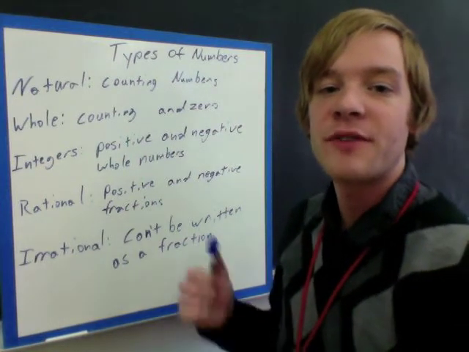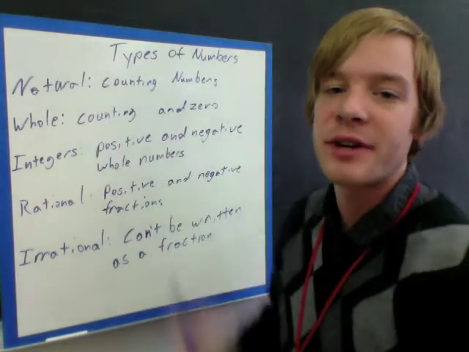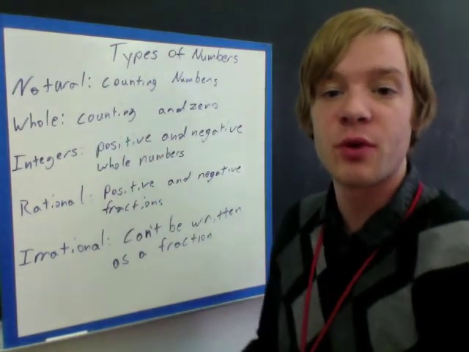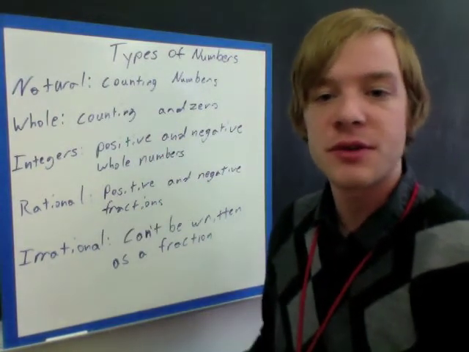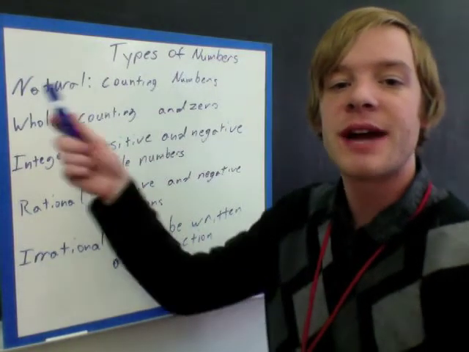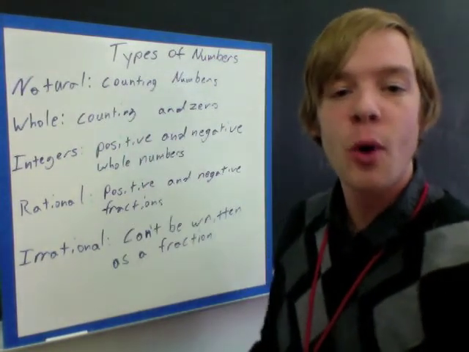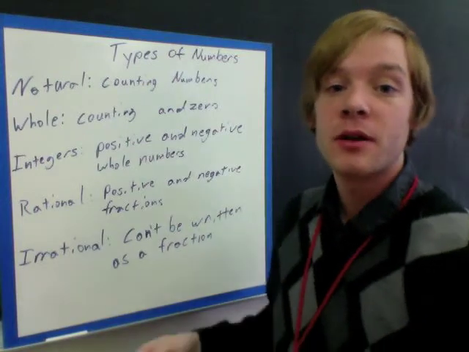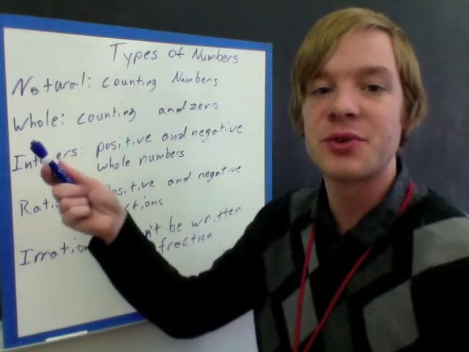First off, we have natural numbers. These are our counting numbers. For instance, 1, 2, 3, 4, 5. They don't include 0, they don't include negative numbers. Natural numbers are just positive whole numbers, which leads us down here to whole numbers.